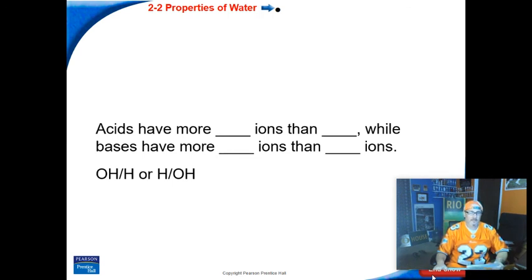Acids have more blank ions than blank, while bases have more blank ions than blank. So the way that you do these here and on your test is, does this one go in the first blank and this one go in the second blank? Or does this one go in the second blank and this one go in the first? Acids have more hydrogen ions than hydroxide ions, while bases have more hydroxide ions than hydrogen ions. Okay. All right. Sorry I made that more confusing than it needed to be.